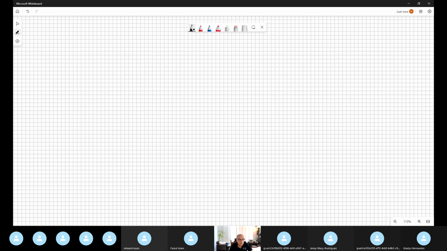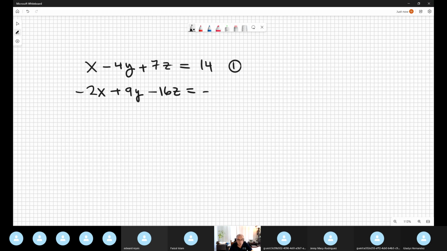It is x minus 4y plus 7z equal 14. This is my first equation. My second equation is minus 2x plus 9y minus 16z equal -31, equation 2. And my third equation is x minus 7y plus 13z equal 23.